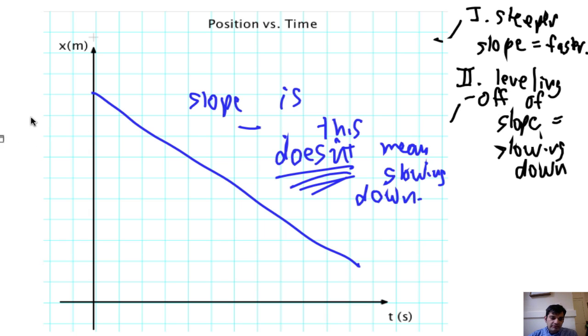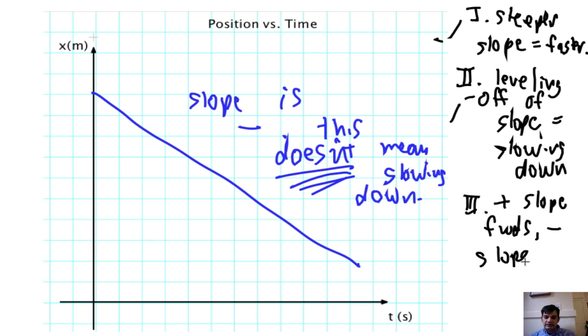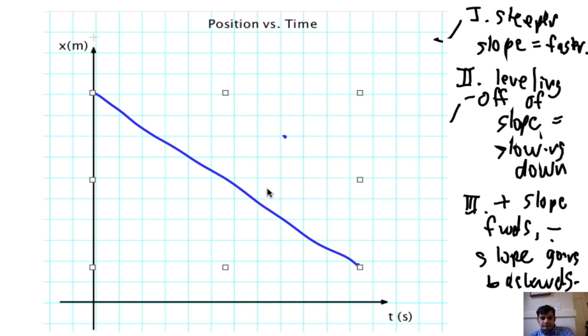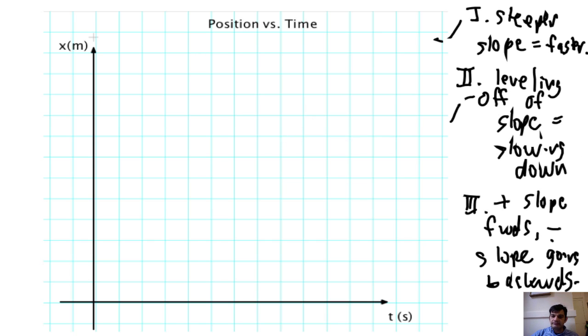So what we're talking about here with negative and positive slope is going forwards or backwards. So the third point I want to make is positive slope means going forwards. Negative slope means going backwards. Okay, so what we're going to do is we're actually going to put these ideas together.